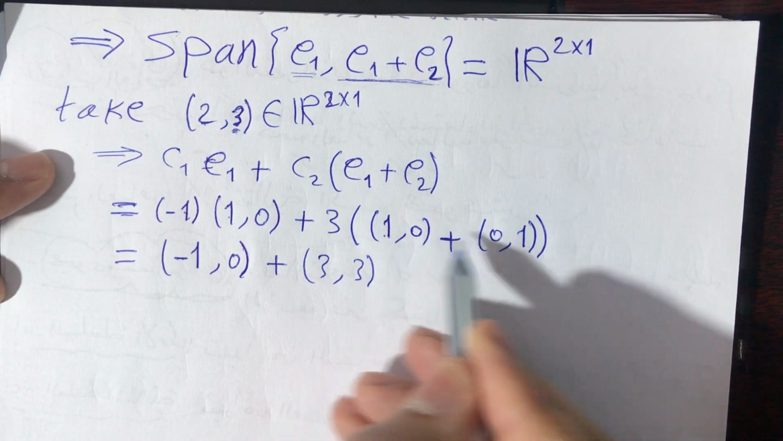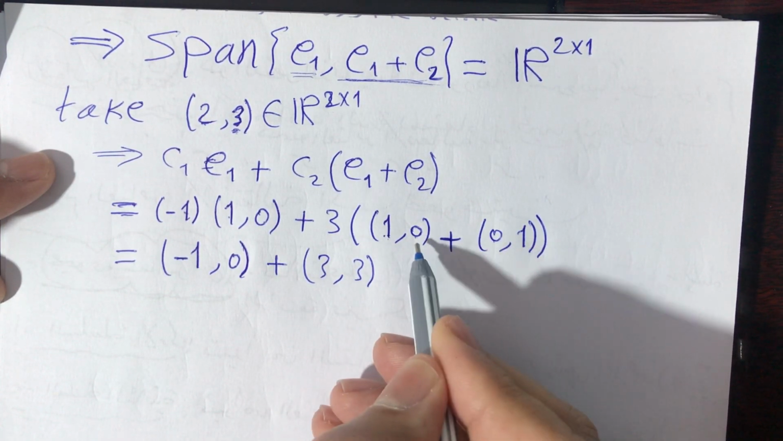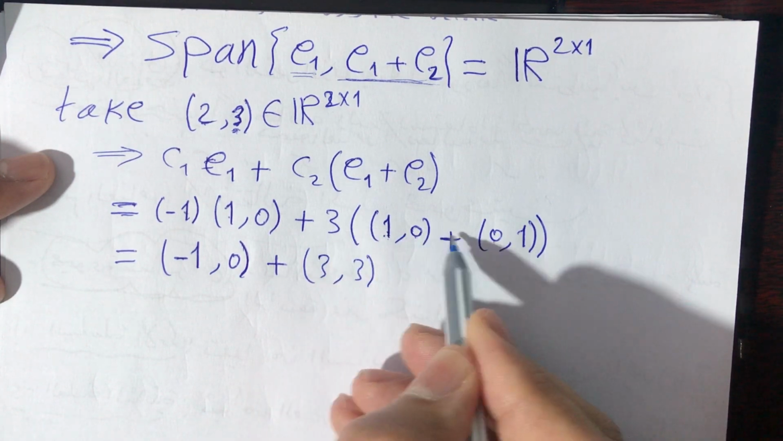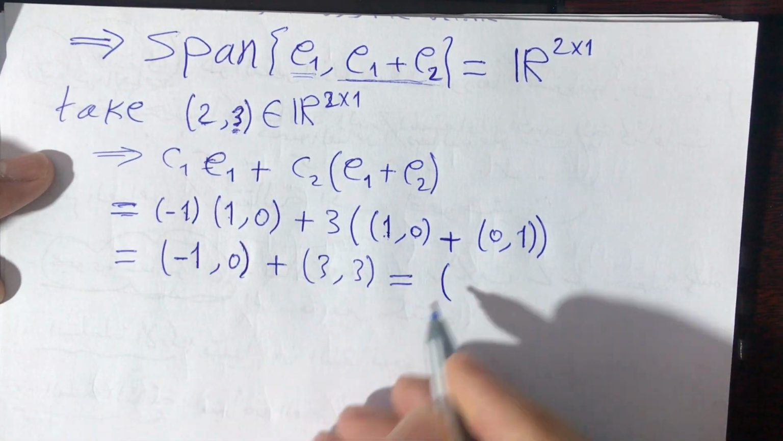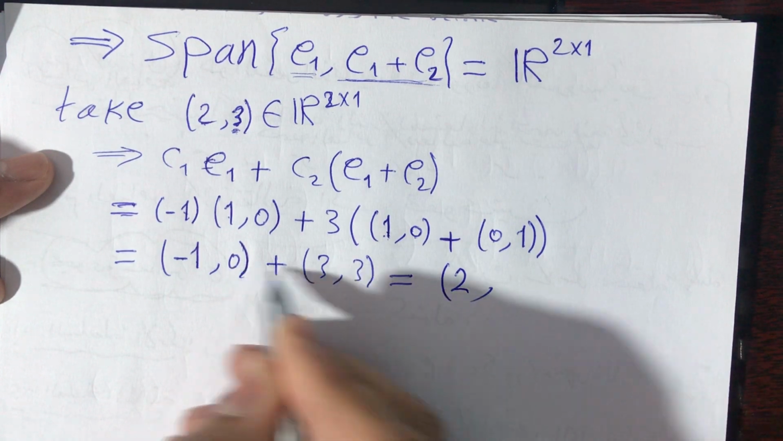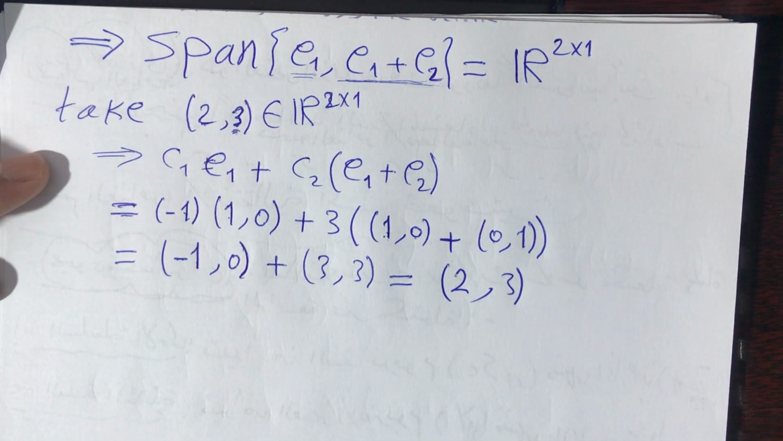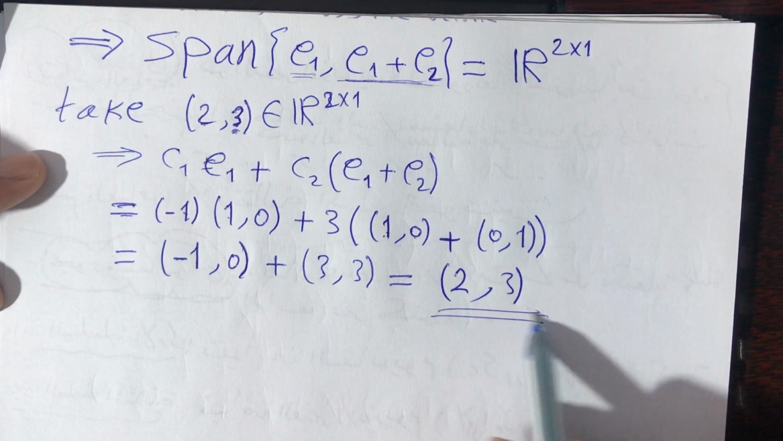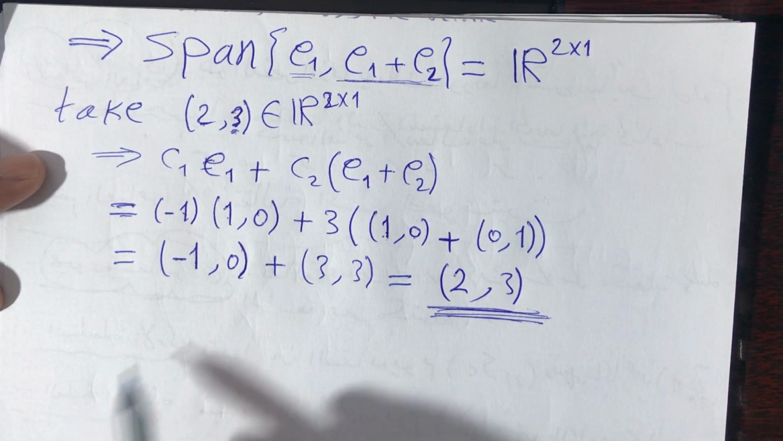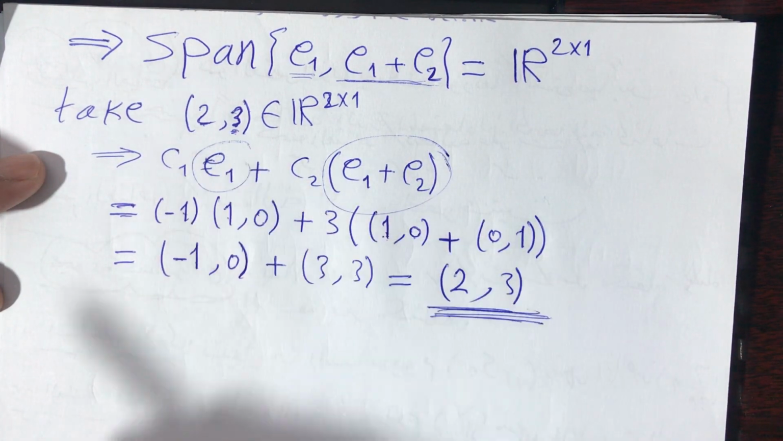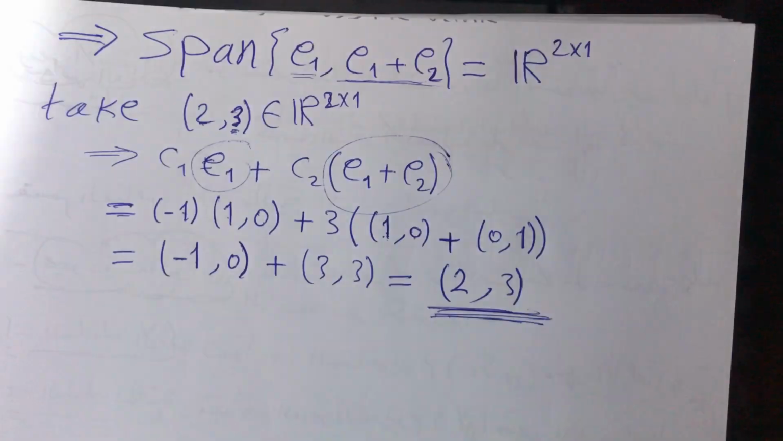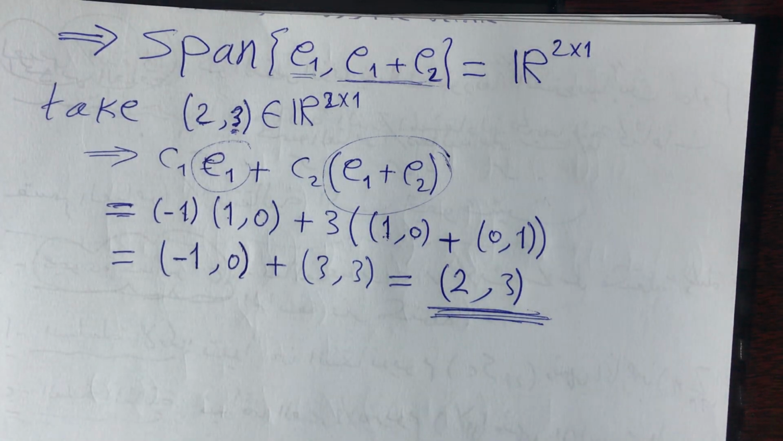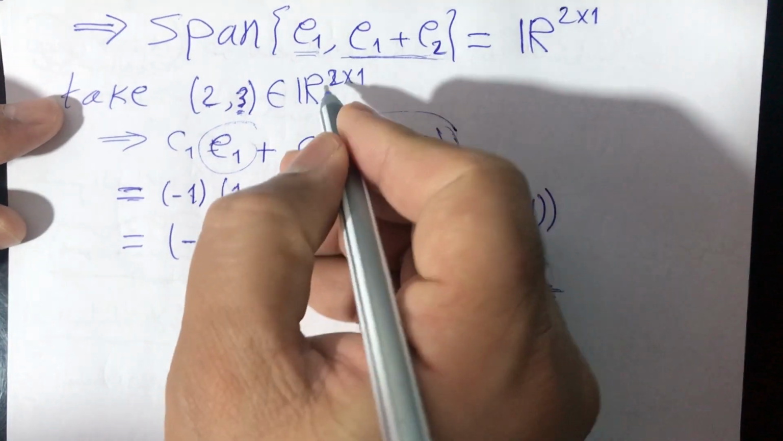If I sum these, (1, 0) and (0, 1) will be (1, 1), and 3 times that will be (3, 3). Sum this: minus 1 plus 3 will be 2, and 0 plus 3 will be 3. So we write the vector (2, 3) as a linear combination of these two vectors, the first vector and the second vector. Now I think this is clear. This will span any vector in R2 times 1.